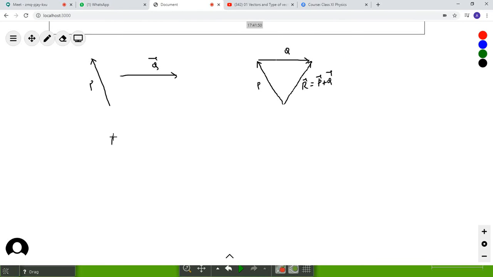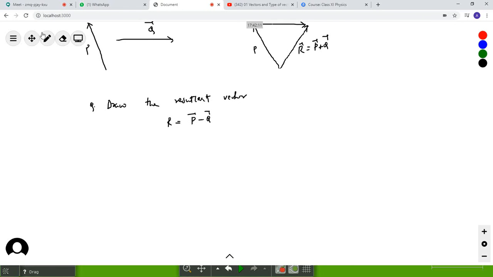Let's say I give you a question. Draw the resultant vector R equals P vector minus Q vector. You see, it's P minus Q. How will you draw? Very simple. How to draw vectors? For P vector minus Q vector, you need to do it like this. Let's say they have asked you to draw it. So giving direction is now up to you. So how can you do it?